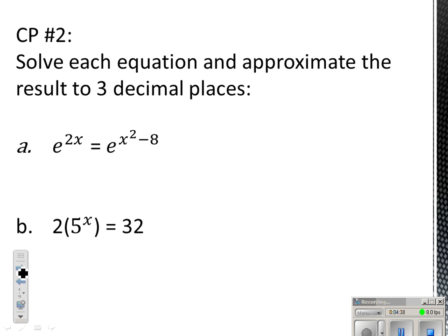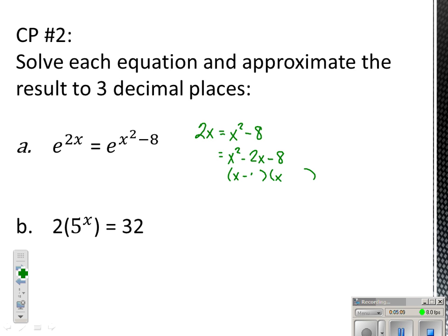With this first one here, I saw that we had e's as bases of our exponents on both sides, so I used the one-to-one property right from the start. So if we have e to the 2x is equal to e to the x squared minus 8, 2x must equal x squared minus 8. I brought it all together on one side because I could see my quadratic, and I checked it to see if I could factor it.